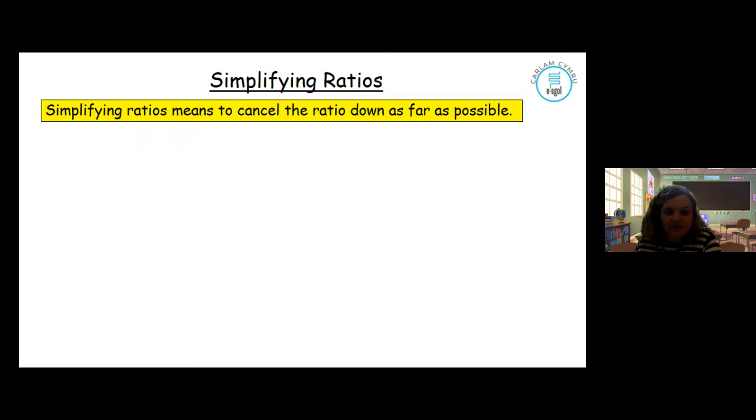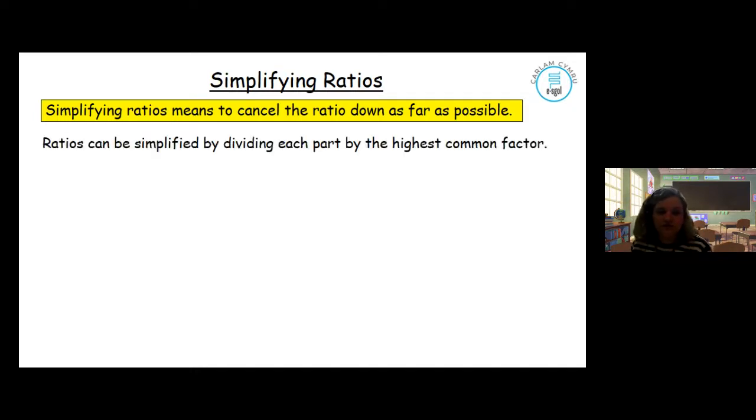So we're going to start with simplifying ratios, and simplifying ratios means to cancel down the ratio as far as possible, just like you would simplify fractions and cancel fractions down. Ratios can be simplified by dividing each part by the highest common factor. We did highest common factor in this session a couple of weeks ago. Factors are numbers that go into a given number, and the highest common factor is the biggest number that we can get to go into perhaps 2, 3 or 4 values that we have.